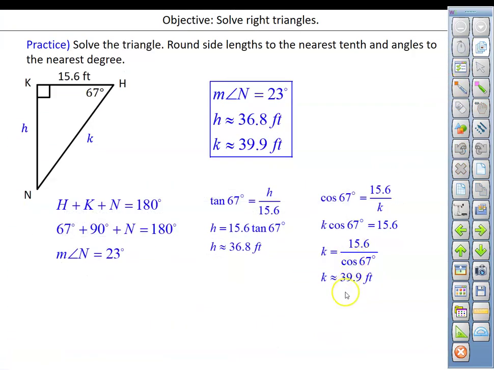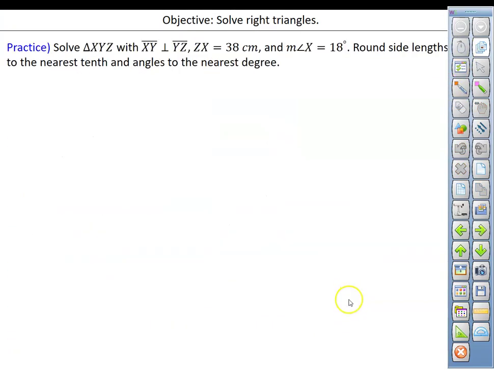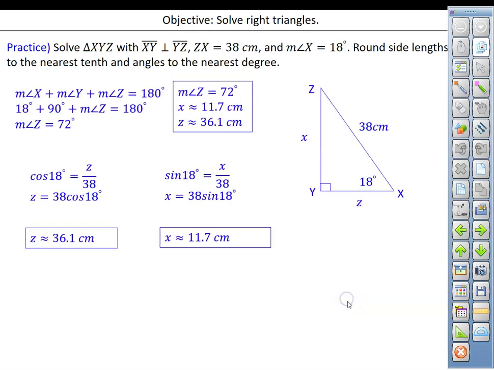All right, one final thing. Oh, another practice problem. Okay, give this one a try if you would like. Here are the solutions. Angle Z is exactly 72 degrees. Side X about 11.7 centimeters. Side Z about 36.1 centimeters. So using our 18 degree angle, which is angle X, to find Z, we're using a cosine ratio, and to find X, we are using a sine ratio.